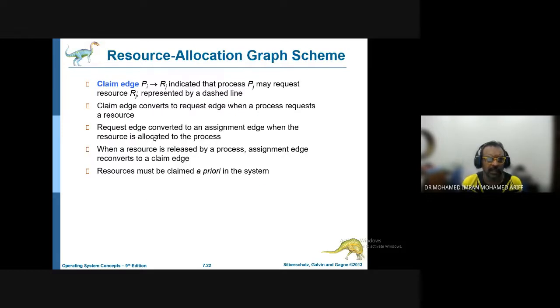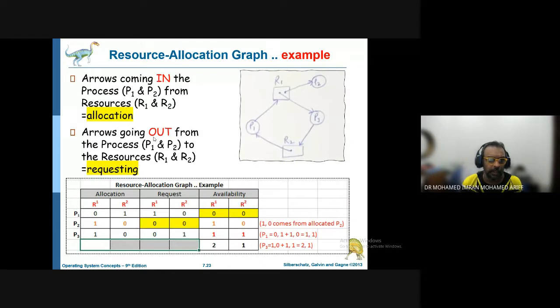Okay, so this is some theory. What do the arrows indicate? Let's just go to the example here. This is the picture of the resource allocation graph. From this picture, we can see P1 and P2 here, and P3 here. So kita ada tiga proses running at the same time.